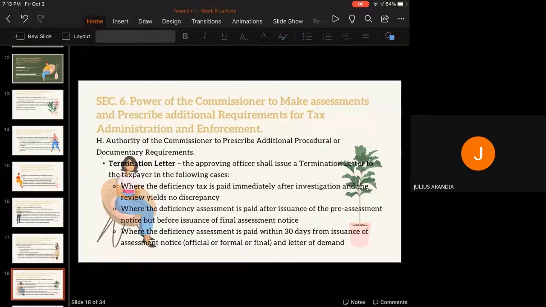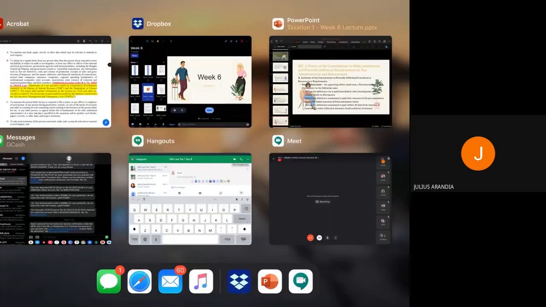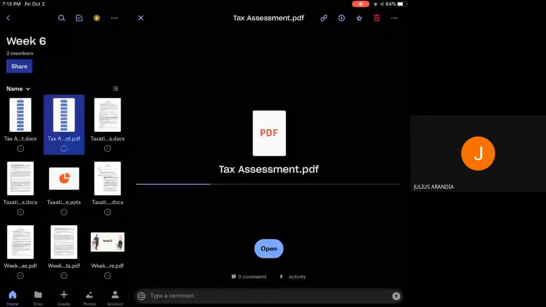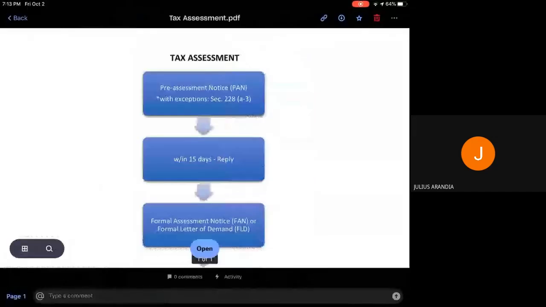So before we proceed, let me show you first the process of assessment. Okay. So first, the BIR will issue the letter of authority for the examination of the records of the taxpayer, and then they can already conduct the examination under Section 5 of the powers of the CIR, and the BIR will then issue a pre-assessment notice or known as PAN.